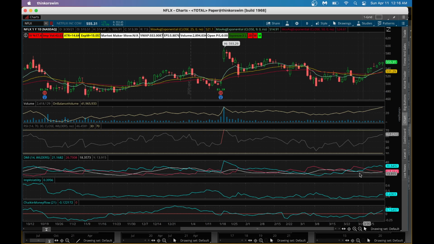And I would love this momentum ADX to go up. Right now it's not there yet. It might go up as we go forward.